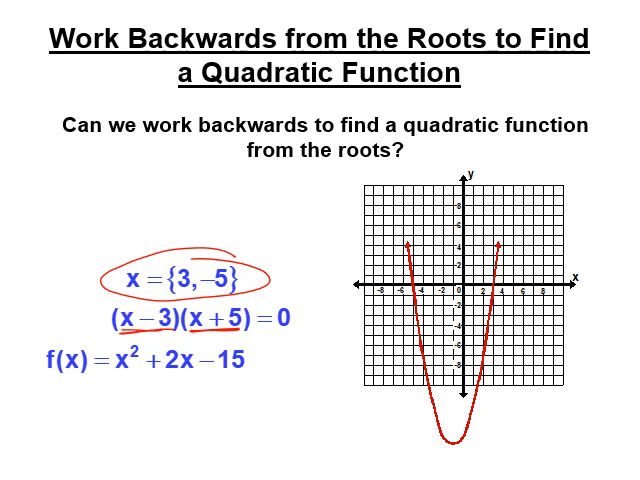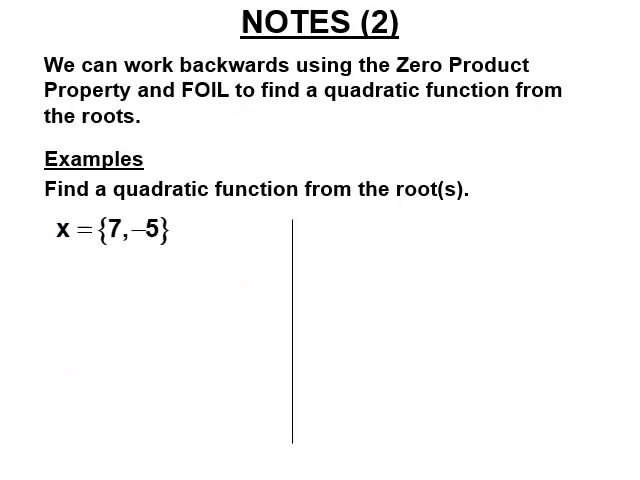Then we're going to FOIL it. X times x is x squared. X times 5 is 5x. Minus 3x is 2x. -3 times 5, -15. So if I give you the roots, you can find a quadratic function. There's more than one quadratic function with those roots. So try this one.